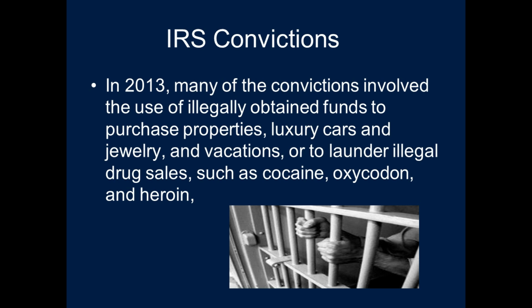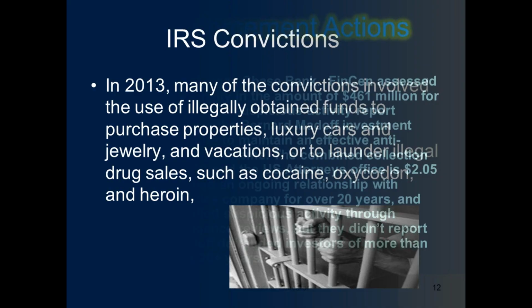In 2013, the IRS convictions that were published, most of those had to do with using illegally obtained funds to buy property, luxury cars, jewelry, vacations, and a lot of it was obtained by laundering drug sales, such as cocaine, oxycodone, and heroin.